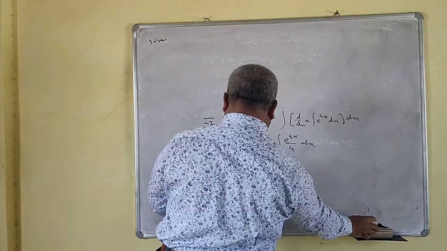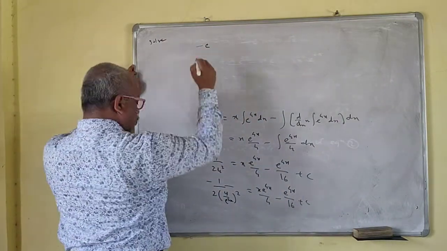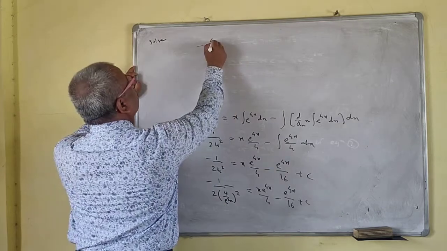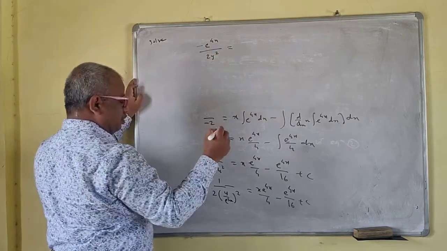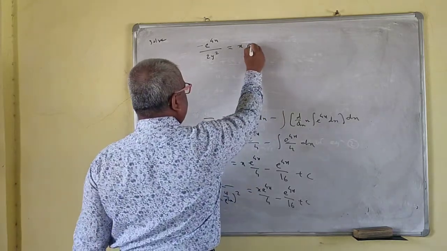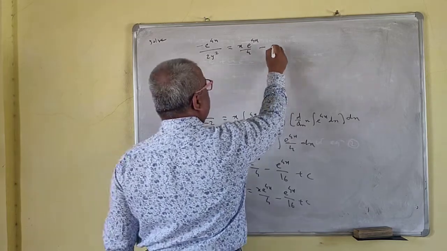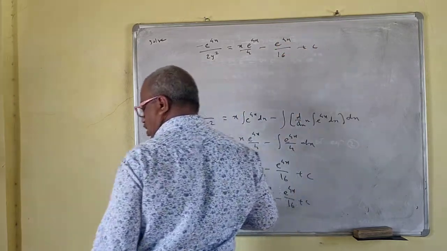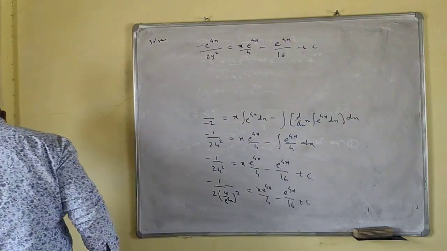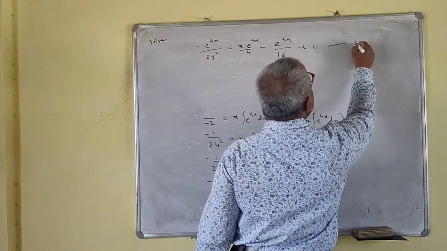Just simplify this. So this is minus e raised to 4x upon twice y squared is equal to x e raised to 4x by 4 minus e raised to 4x upon 16 plus c. You can keep this as it is. We'll call this equation 3 now.